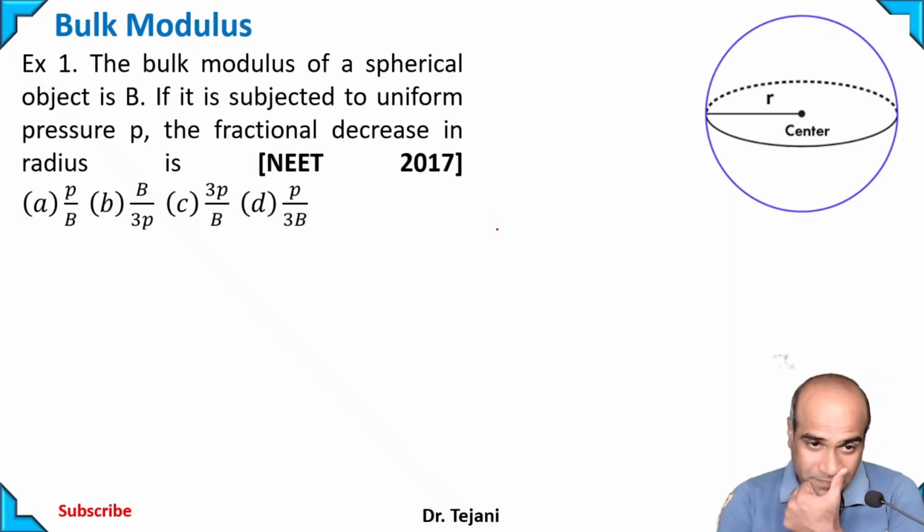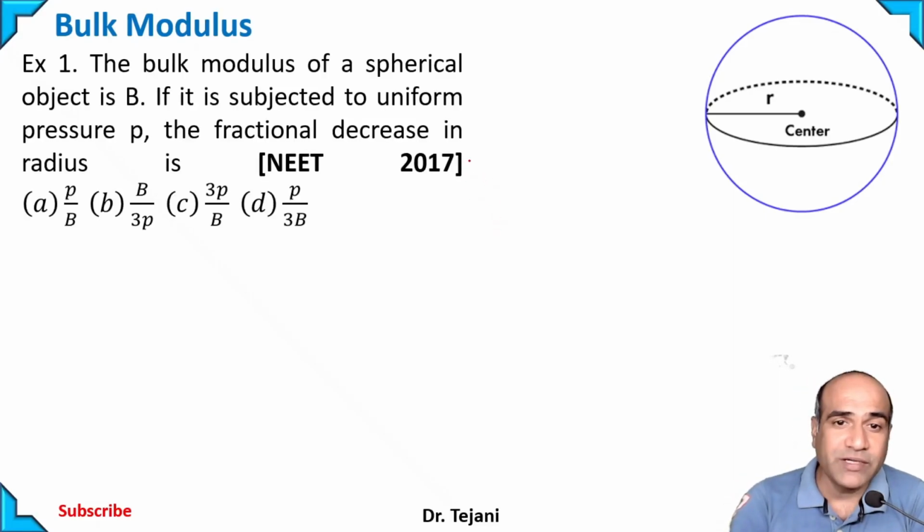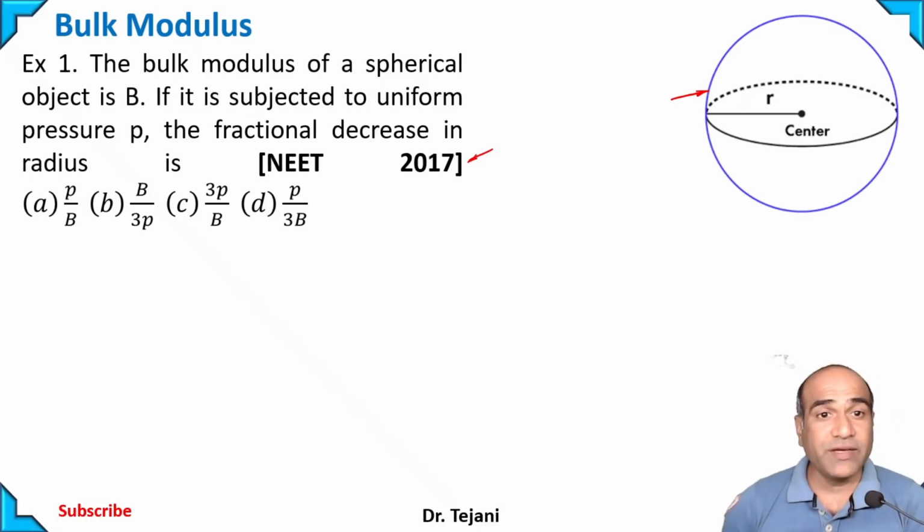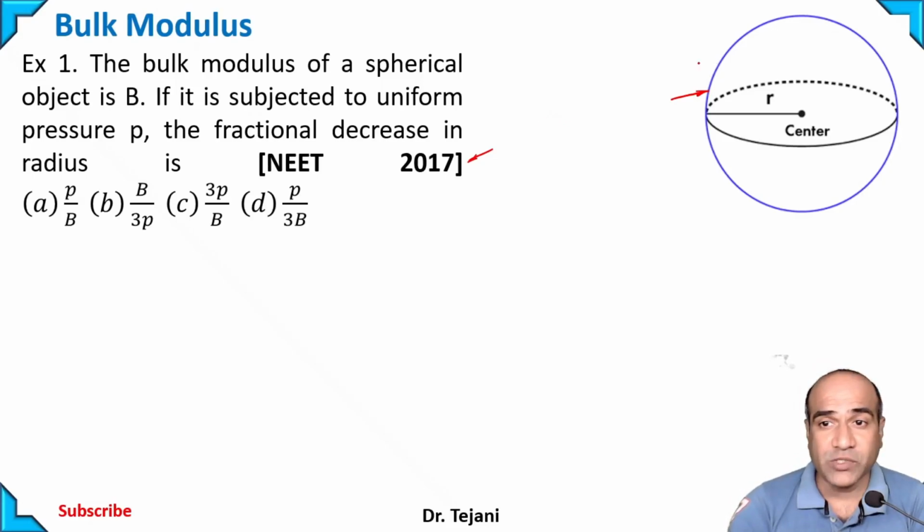Let's have an example. NEET 2017, the question we have here. The bulk modulus of a spherical object is B. Say, for example, this is a spherical object having some radius r from the center. The question is that the bulk modulus of the spherical object is B and it is subjected to uniform pressure. So it has uniform pressure P from all the sides, right? Because of that, there is a decrease in the cross-section area.